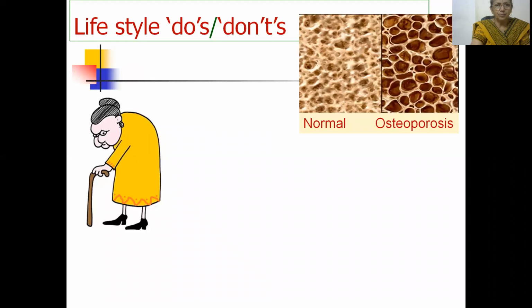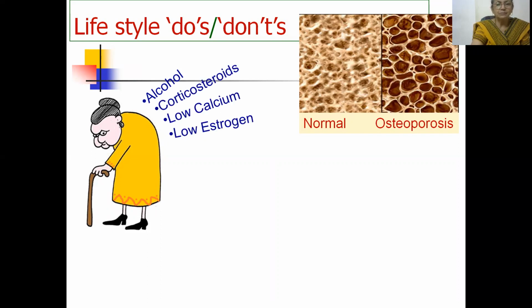What are the lifestyle components? The do's, the lifestyle components which will protect us, and the don'ts, the lifestyle components which are harmful to bones and so should be avoided. Alcohol, number 1. Alcohol, certain drugs like corticosteroids, low dietary calcium, low estrogen, which is a physiological phenomenon in postmenopausal women, or sedentary life or smoking. All of them can promote the development of osteoporosis.